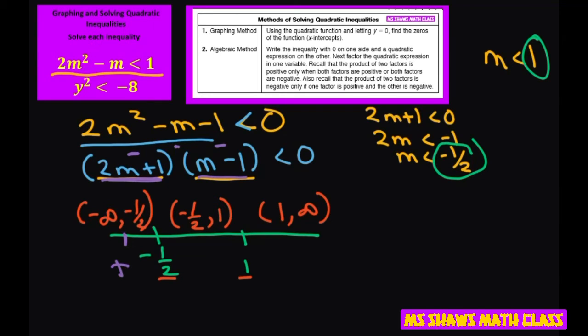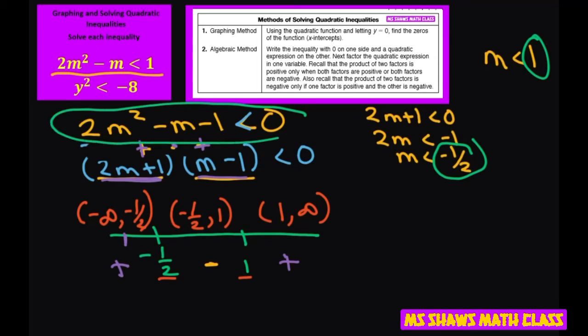For the middle interval, let's plug in 0. If I plug in 0 here, I get positive times a negative. That's going to be negative. And if I plug in 2, I get positive times a positive. Gives you a positive. Well, according to our equation, we want negative. So that's going to be right in here.